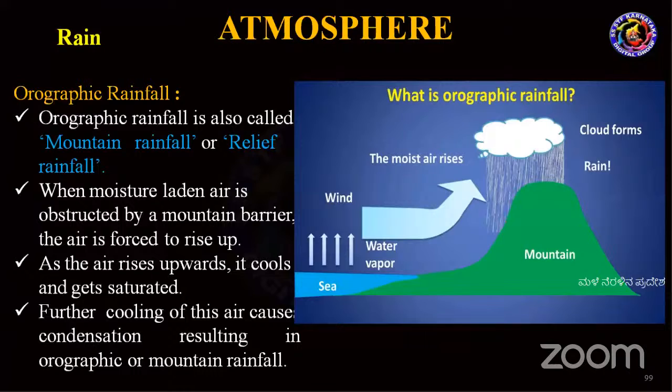When moisture-laden air is obstructed by mountain barriers, the air is forced to rise up. Whenever that air starts to rise up, it may start to lose a little weight to cross that mountain, and this process causes that orographic rainfall. As the air rises upwards, it cools and gets saturated, and further cooling of this air causes condensation, resulting in the orographic rainfall.